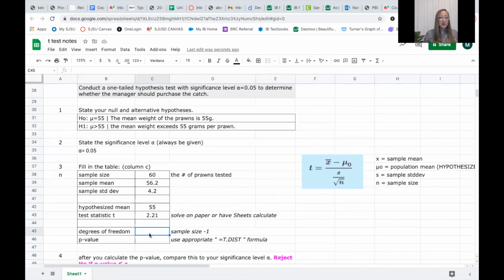Okay, we need this secondary value called degrees of freedom. Again, this is a little bit quicker if you're on the graphing calculator, but we can do it in sheets. So the degrees of freedom is just the sample size minus 1. Sample size is 60, subtract 1, 59 degrees of freedom.